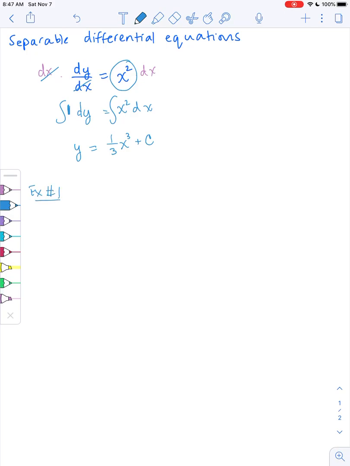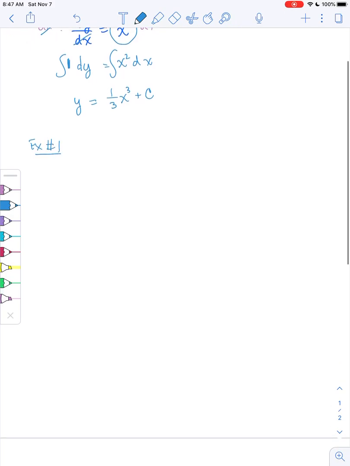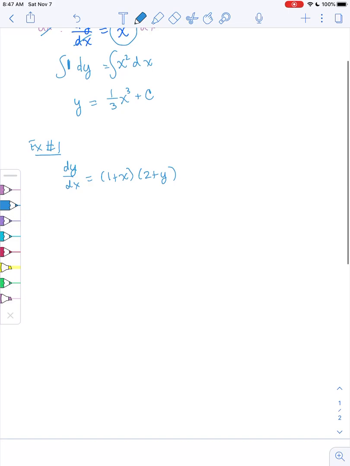Okay, so now we look at an example where the complexity of your dy/dx function increases a little bit. So we have dy/dx on one side, and then 1 plus x times 2 plus y on the other side. And so once again, our goal is to solve for y, solve for the original function given a differential equation, given an equation with a derivative in it.